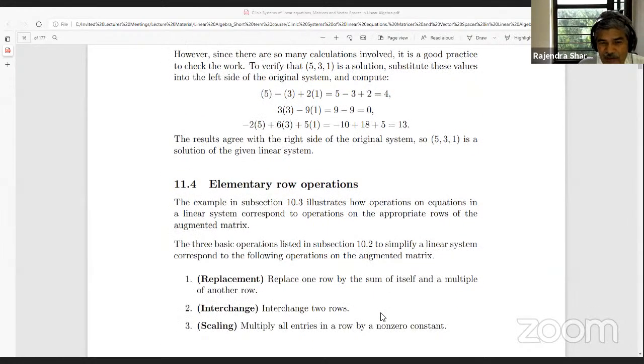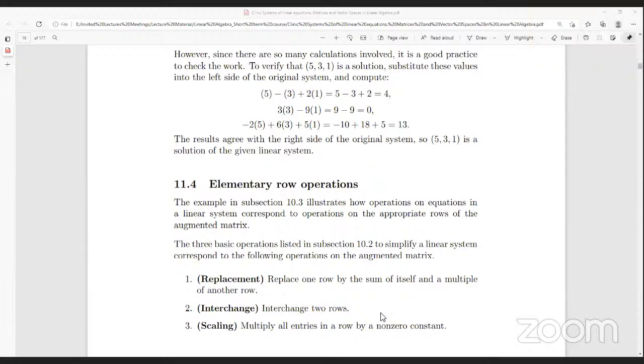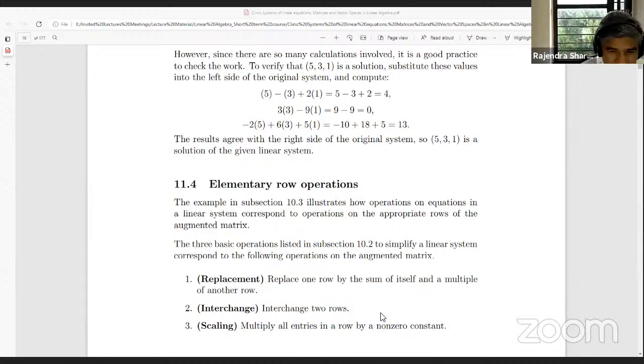So the example here illustrates how operations on equations in a linear system correspond to operations on appropriate rows of the augmented matrix. Mr. Sharma, can I request? There is a message saying that they all know row echelon forms and everything. Okay, you can speed it up a bit.